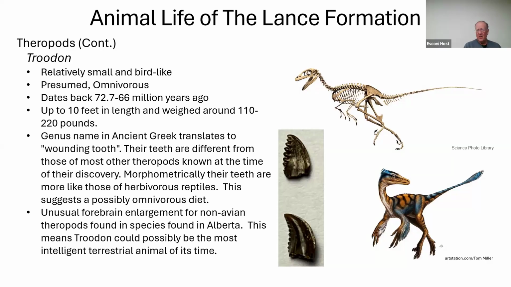Another interesting thing about the Troodon is the forebrain. When you are able to have the complete skull, you're able to determine what the brain shape was. And the brain shape, the forebrain especially, for non-avian theropods was found to indicate that it was very intelligent. And the species that was found with the complete skull was found in Alberta. So they believe that the Troodon was one of the most intelligent terrestrial animals of its time.